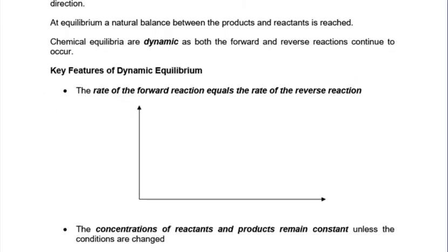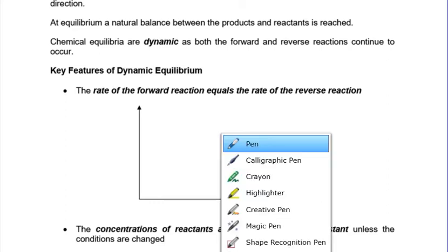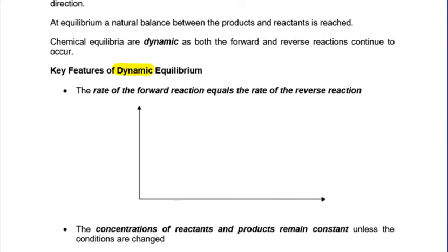Okay, so at equilibrium we're in a natural balance between the products and the reactants, and it's dynamic because both things are still happening. Imagine you go to the shopping centre and you go on the down escalator, but you walk up it. As long as you walk at the same rate as the escalator, you won't appear to move, but you are moving. So it's dynamic, it is happening, but it is maintaining some sort of stillness. So we call it dynamic because it's moving, but equilibrium because it's maintaining some sort of position where things don't change. Right, so what are the key features?